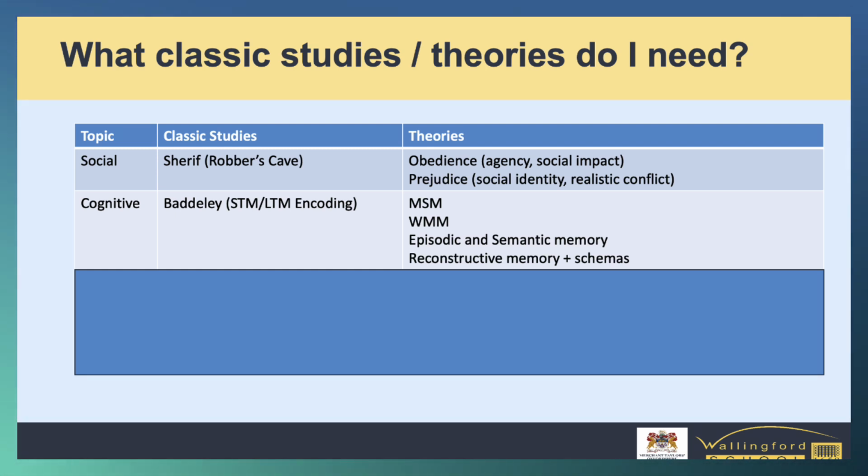For the theories, you are looking at the main memory theories that we cover: the multi-store model, the working memory model, which is short-term only, and then the two long-term memory models, episodic and semantic memory, reconstructive memory, and schemas. You also should make sure that you know evidence behind them to support them, and also some counter evidence as well. So it's really important that you're able to do both the AO1 and the AO3 for the theories, and particularly have some evidence to back things up.